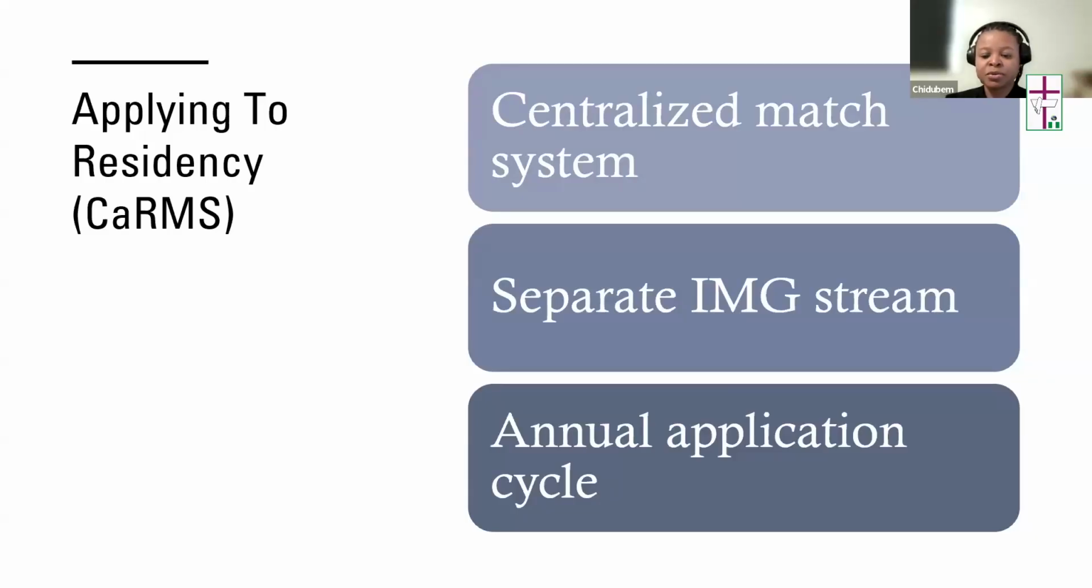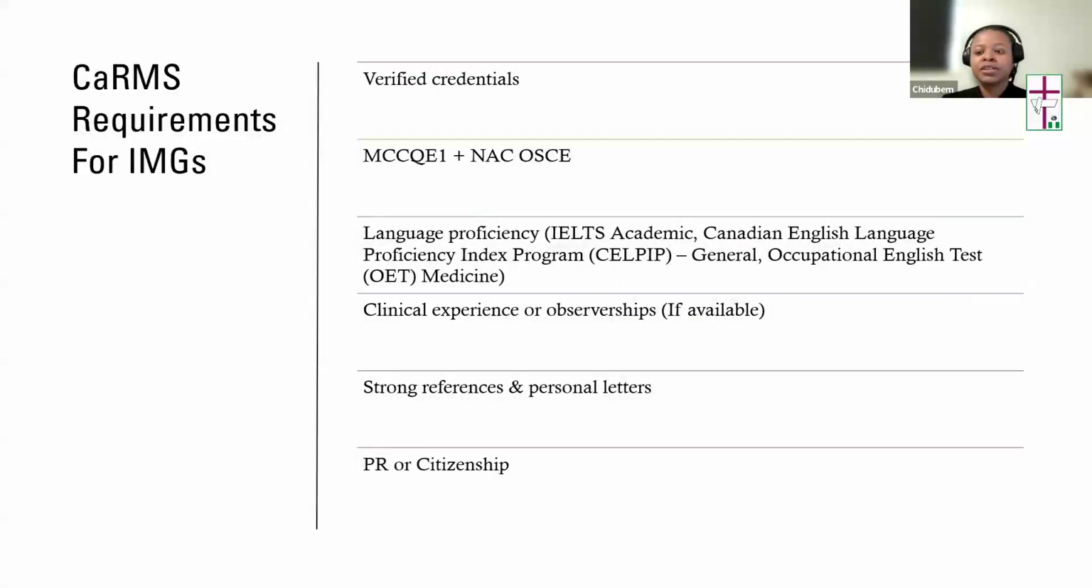You need to have a very strong portfolio, whether it's your personal statements, your reference letters, your proof of language proficiency, and your clinical experience, if you have any, before you apply. So this is a summary of the CaRMS requirements. You need to verify your credentials first. Remember, that's the first step. Then your scores, your MCCQE1 and your NAC scores, and your proof of language proficiency.